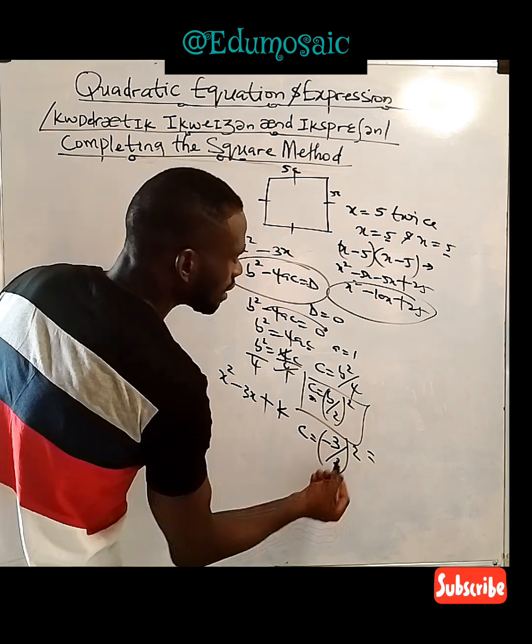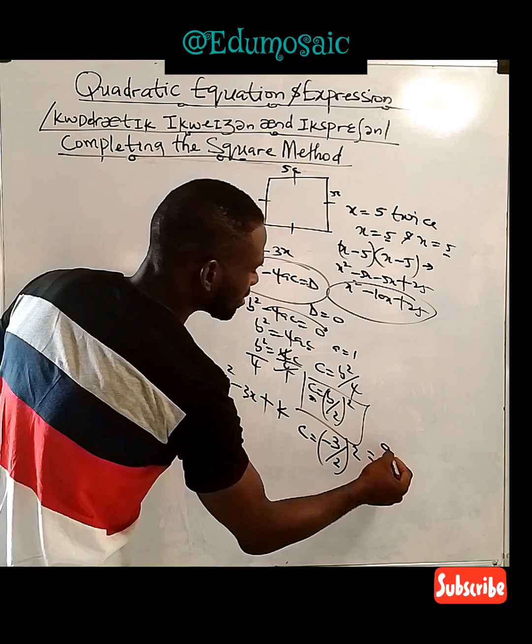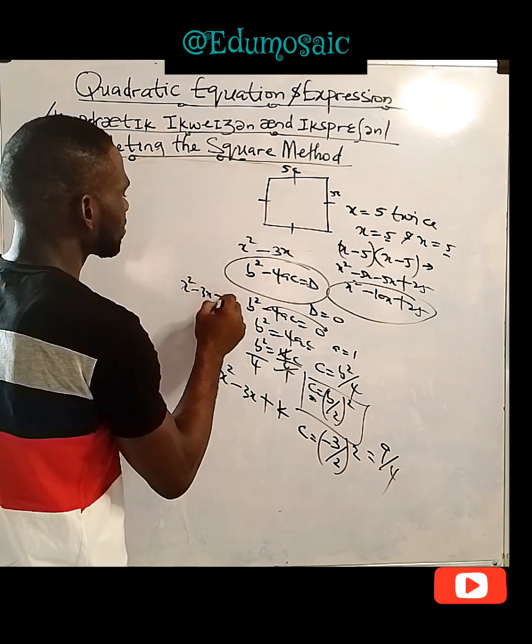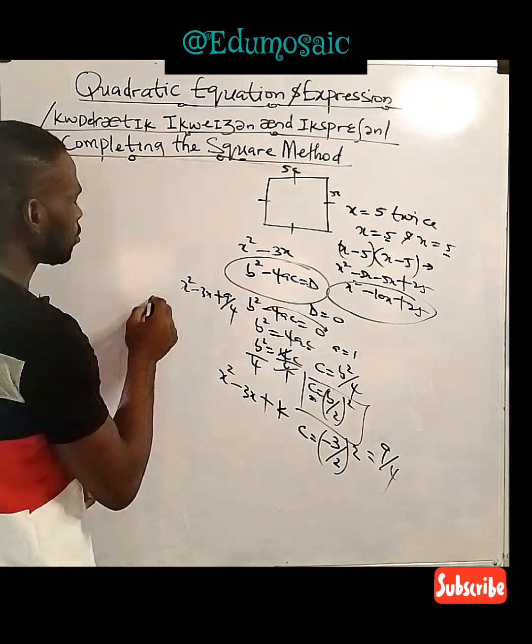So we'll work on this. Minus 3 over 2 times minus 3 over 2 will give us 9 over 4. So we're going to have 9 over 4. That is x squared minus 3x plus 9 over 4. So how do we factorize this?